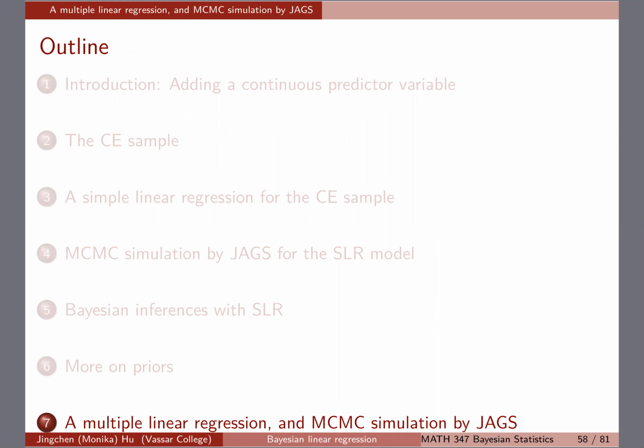I think page 58, starting from there, I added a new topic here. It's multiple linear regression and how to do MCMC simulations by JAGS. Multiple linear regression is the case where you're still learning about a continuous univariate outcome, but you have more than one predictor, or more than one covariate, to help you determine what the relationships are, and then, of course, how to make inference about different coefficients.